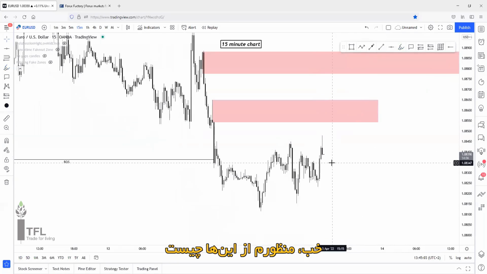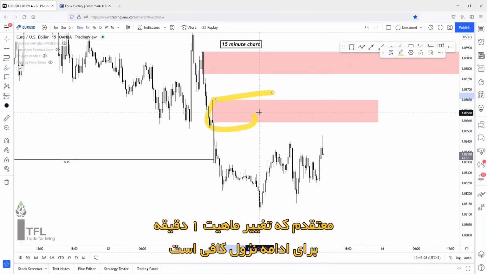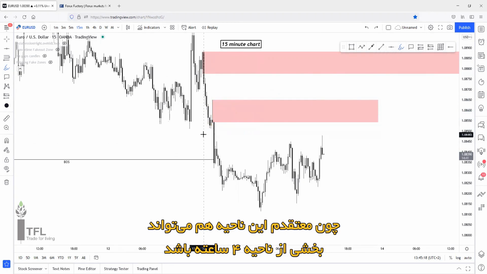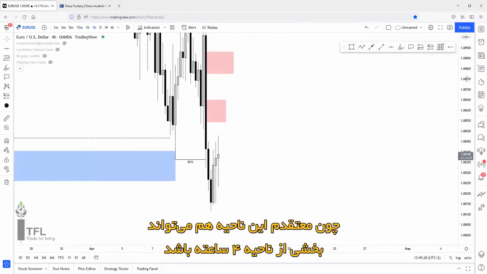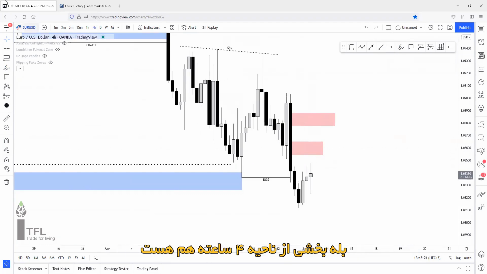So what do I mean by this? If price steps into this 15-minute zone, I believe the 1-minute change of character will be enough for the continuations, but it's much safer to wait for a 15-minute change of character inside of this zone too, because I believe this zone is part of the 4-hour zone too. But I do consider this as a 15-minute zone. Yeah, it is part of the 4-hour zone too.